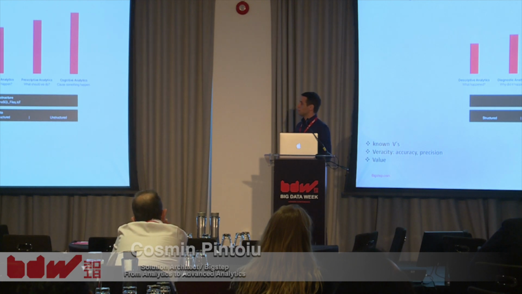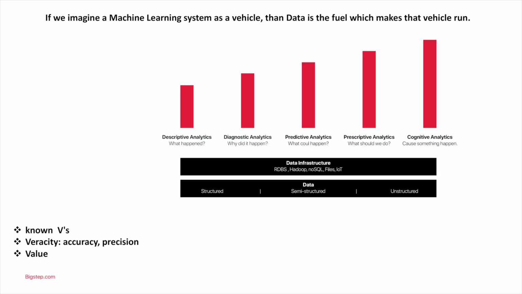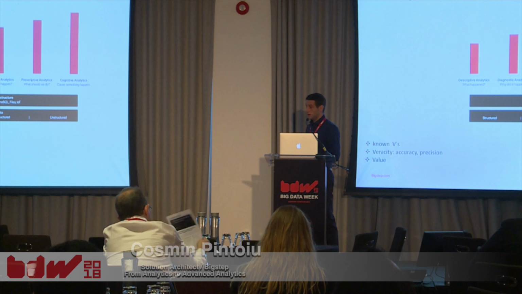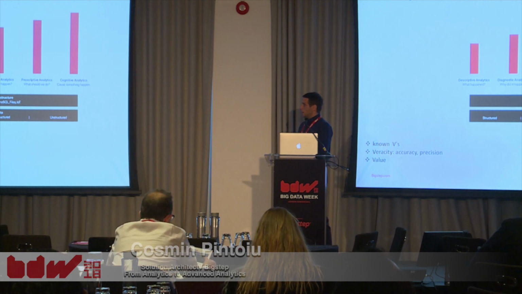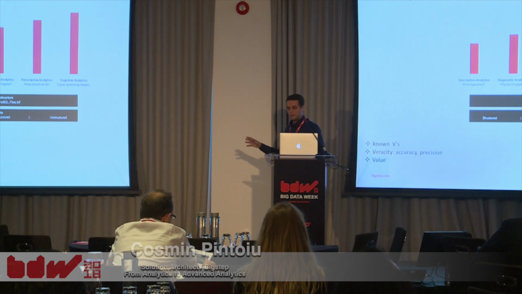And moving forward, we have added another V, veracity, which looks at data accuracy and precision. And this brings me to the last point, which is data value. So this is the 5th V in this evolution of big data.